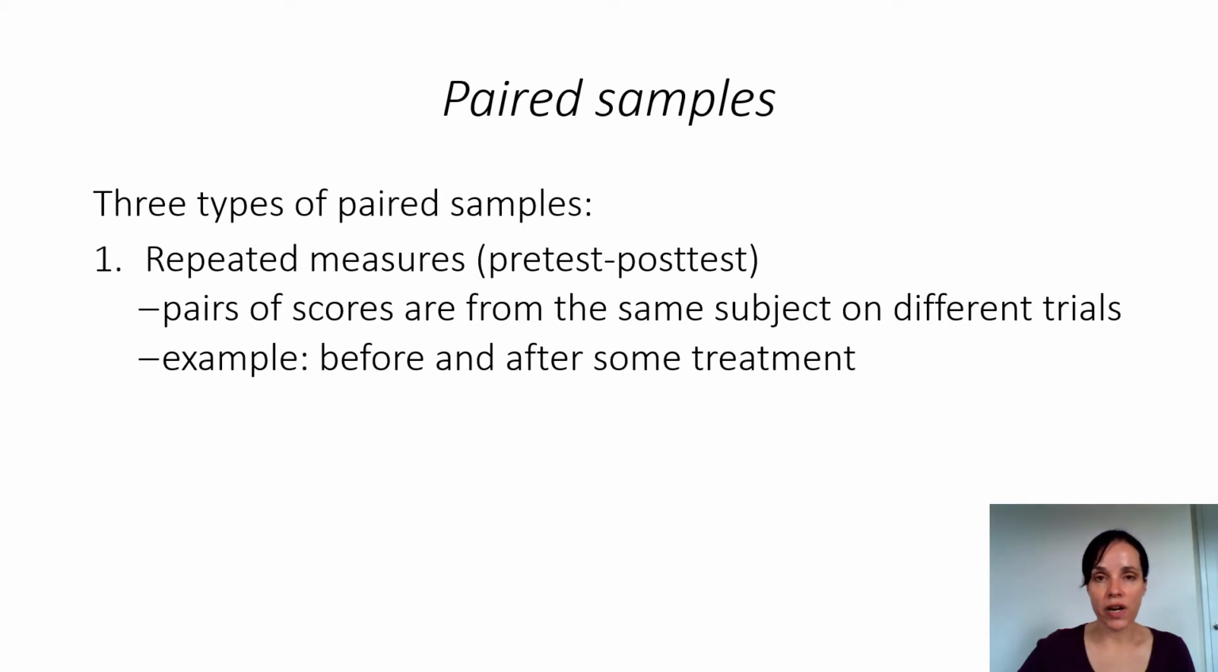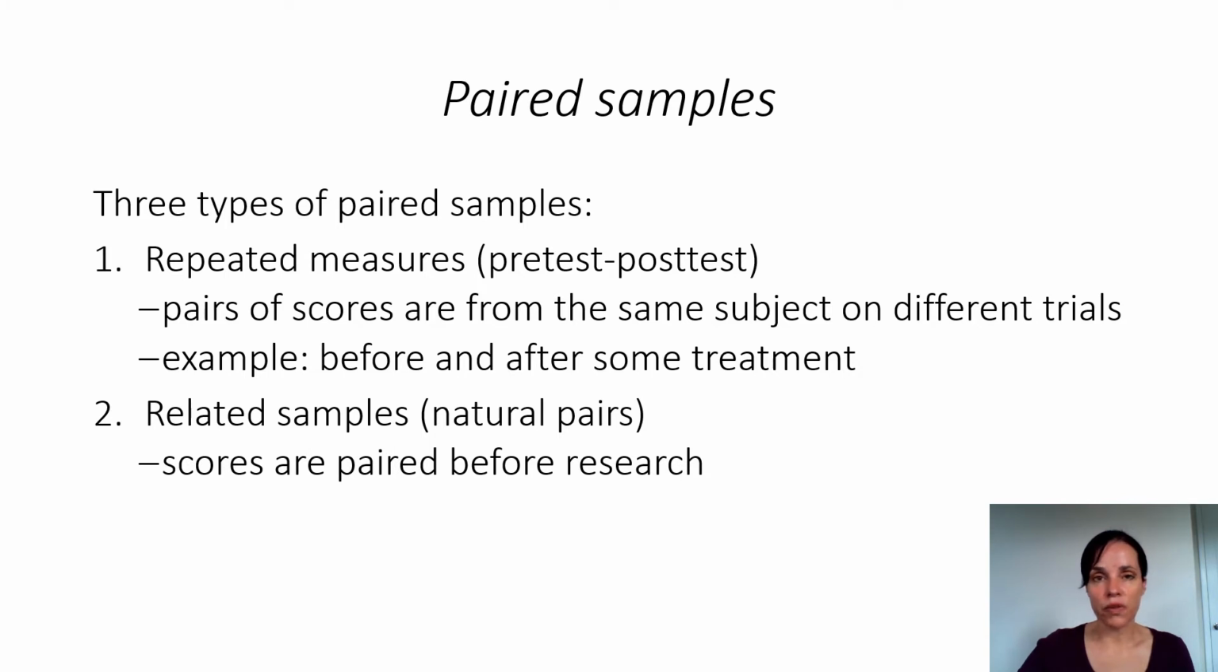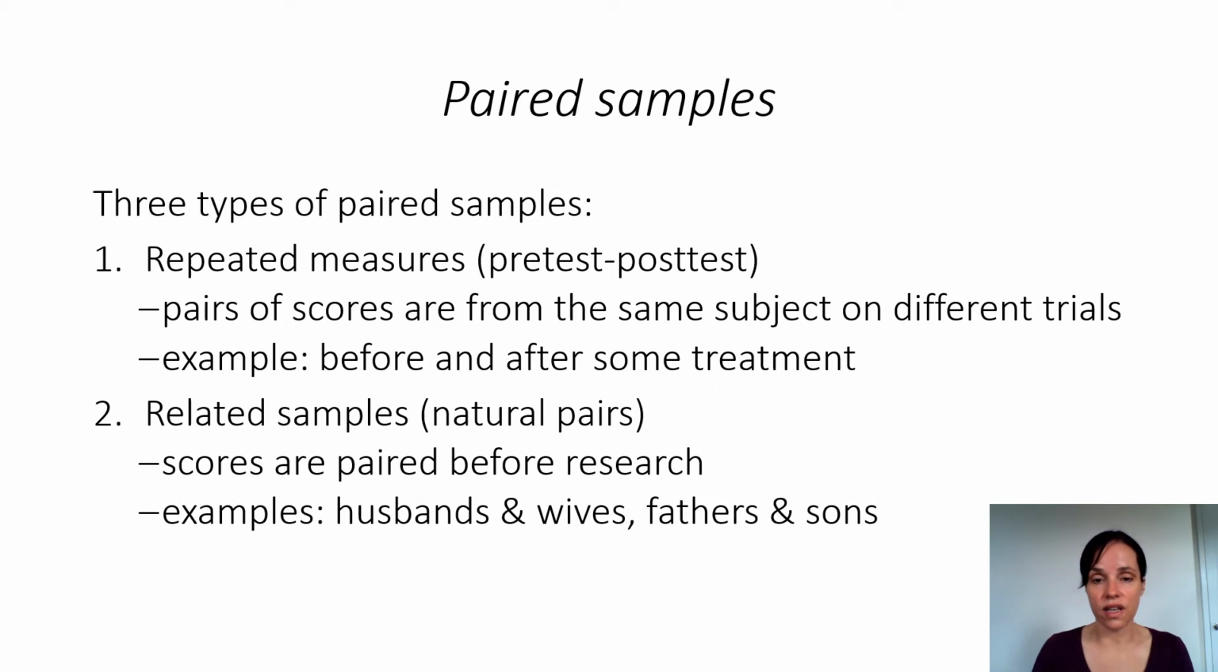The second type of a paired samples test is called a related samples or natural pairs design. So in a related samples or natural pairs design, the scores are paired before research. So the two scores come from different people who have some relationship outside of the research study. So two common examples of related samples or natural pairs would be husbands and wives or fathers and sons.